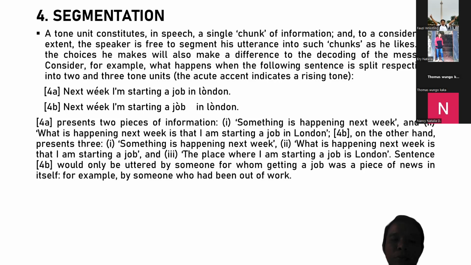4A presents two pieces of information. The first one, something is happening next week. And the second one, what is happening next week is that I am starting a job in London. That's in 4A, okay? While 4B, on the other hand, presents 3. 4A presents 2, while 4B presents 3.